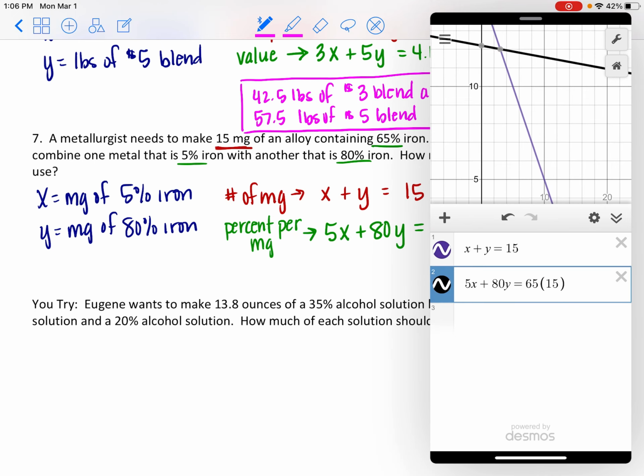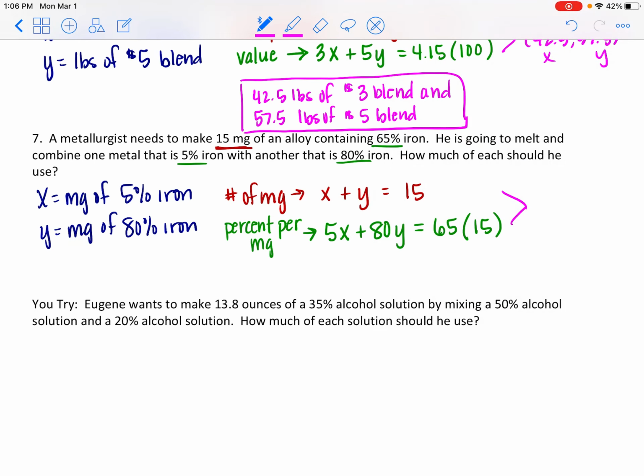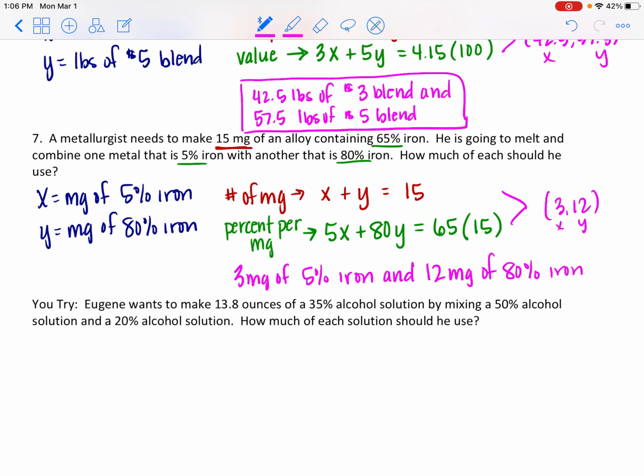And there it is, tiny as it is. There it is. So 3, 12 is our solution. And remember, this is x and this is y. So this tells us we need 3 milligrams of the 5% iron mixed with 12 milligrams of the 80% iron. And mixing those two together will produce 15 milligrams of a metal that has 65% iron.